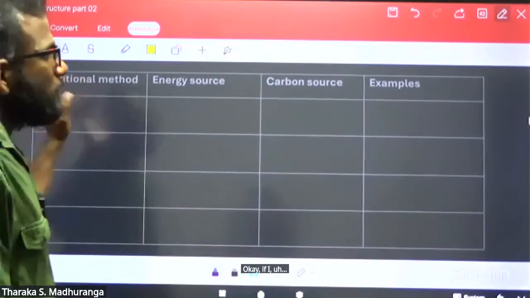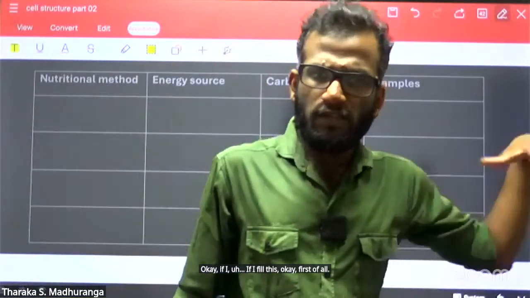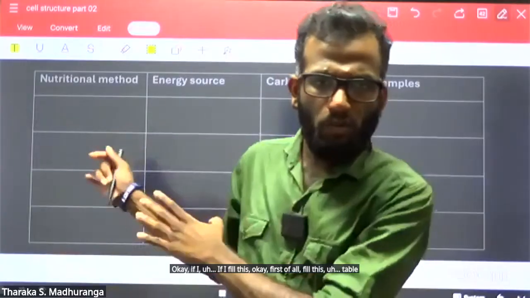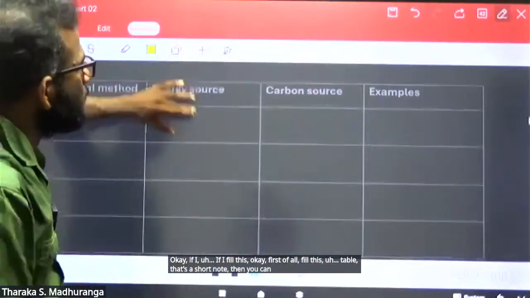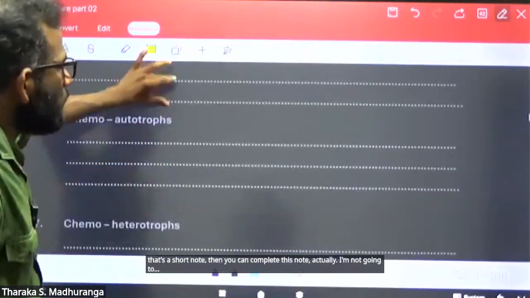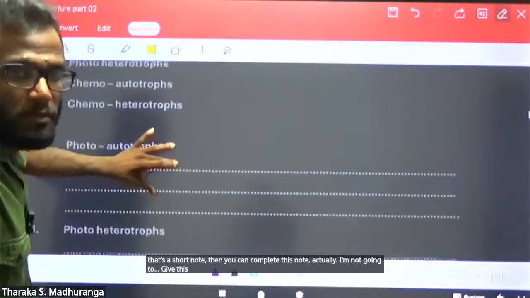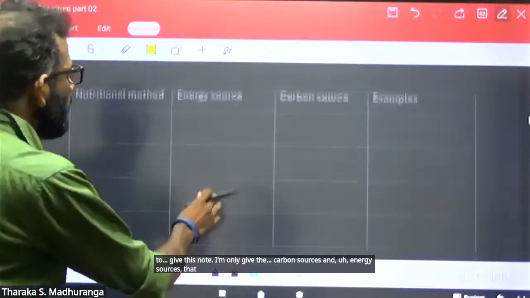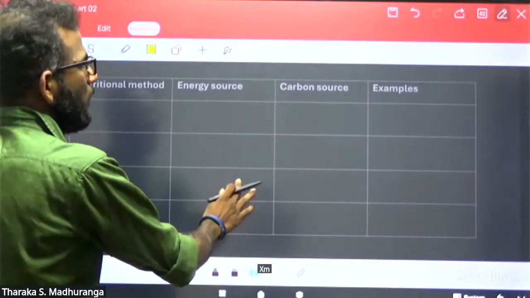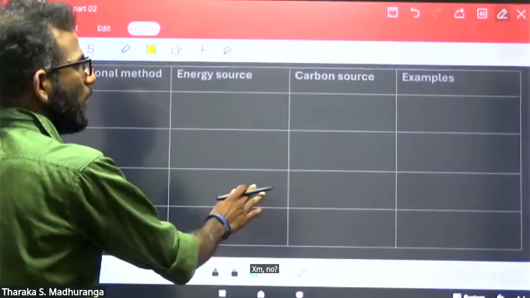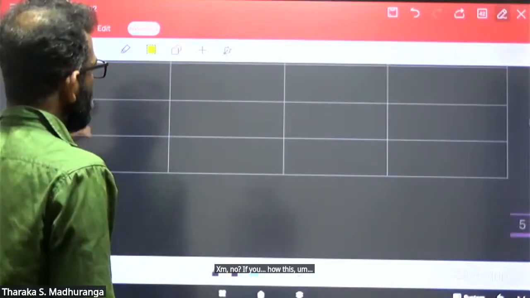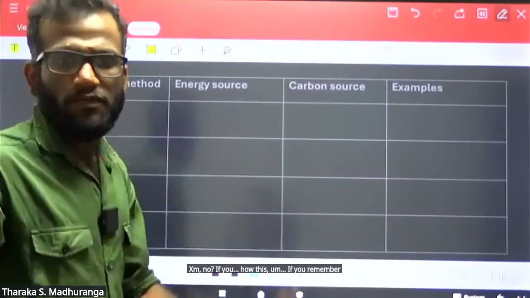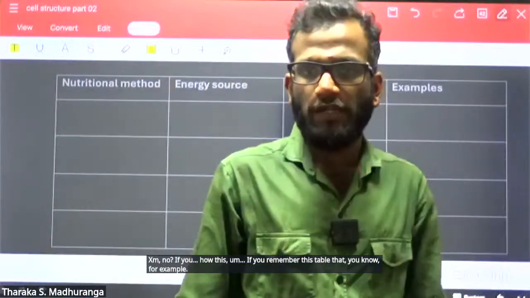First of all, fill in this table. That's a short note, then you can complete it. I'm only giving the carbon sources and energy sources. If you remember this table, that's enough for the exam. Any MCQ question you can do.